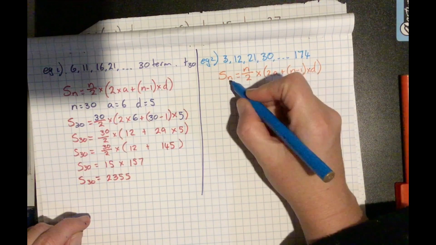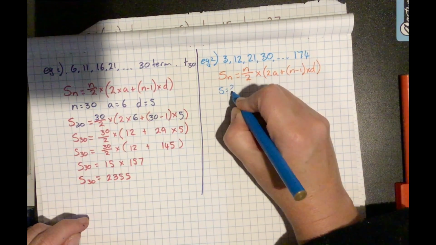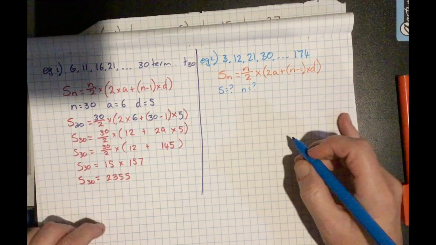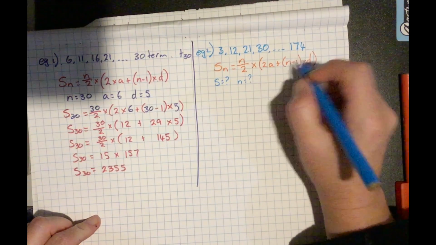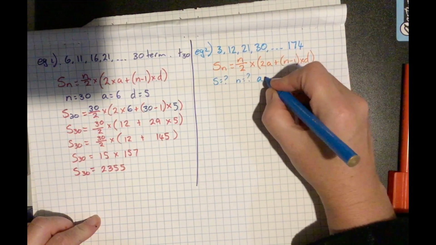Well, we don't know the sum, that's what we're trying to find, so that's unknown. We also don't know the nth term, that's unknown. It's not looking good so far, is it? We do know a is 3.